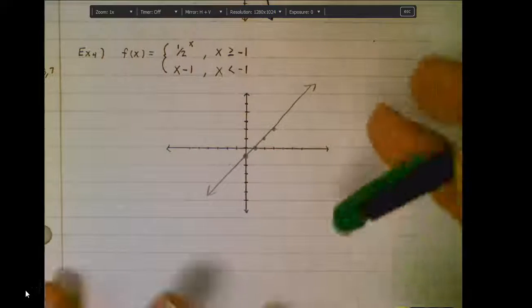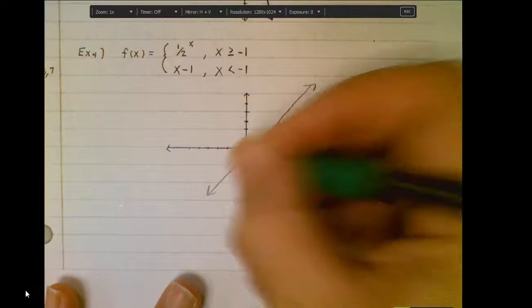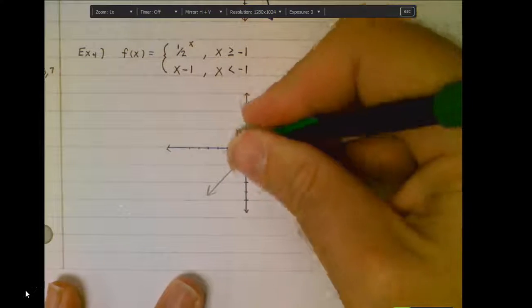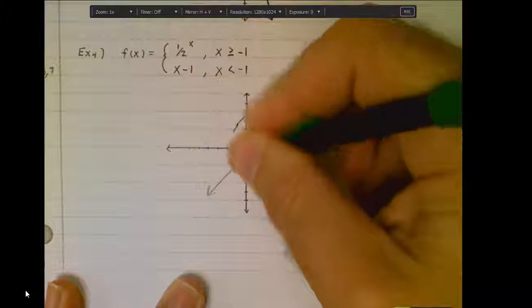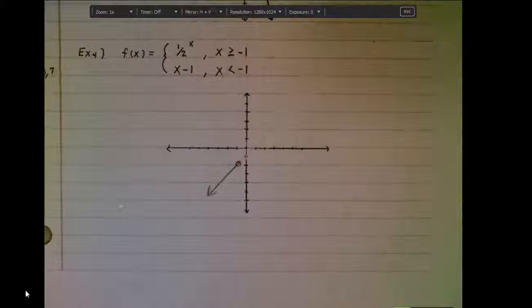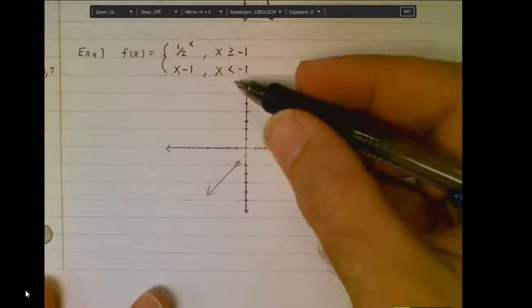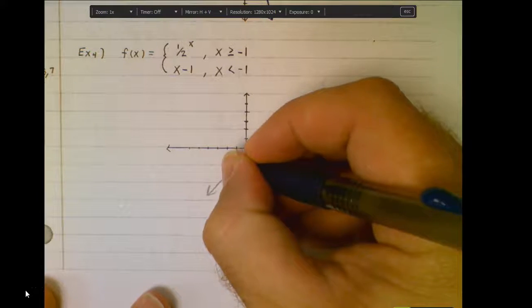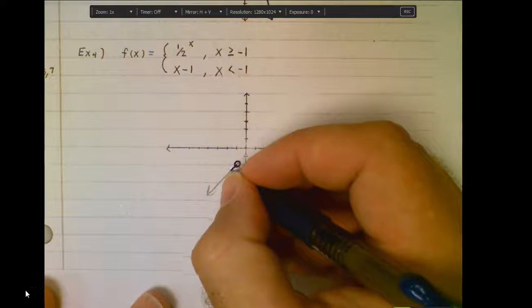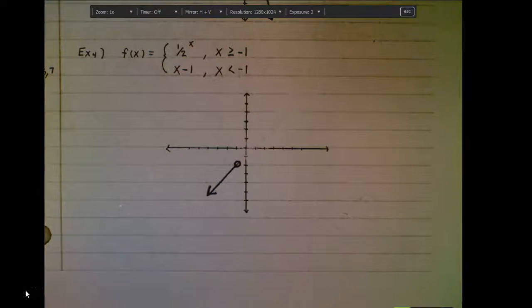So for this case, here's where my graph hits -1 right here. And because it said less than, I can only graph that portion of the graph. And so that's all I'm allowed to show. Remember that this is an open circle because there's no equal sign on it. So I'm going to graph this one as an open circle. And there we go. So that's all you're allowed to show for that graph.